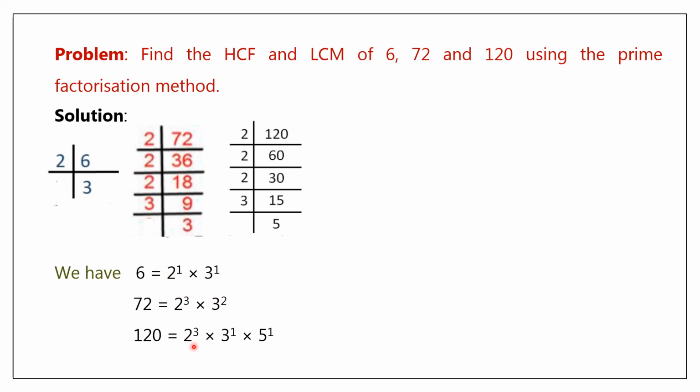Now 2 is there in all the 3 numbers, 3 is there also in all the 3 numbers. Only 2 and 3 are the common primes, and their smallest powers I should take. The powers of 2 in all the 3 numbers are 1, 3, 3. I will take 2 power 1. The powers of 3 in all the 3 are 1, 2, 1. The smallest is 1. Therefore 2 power 1 into 3 power 1 is my HCF.